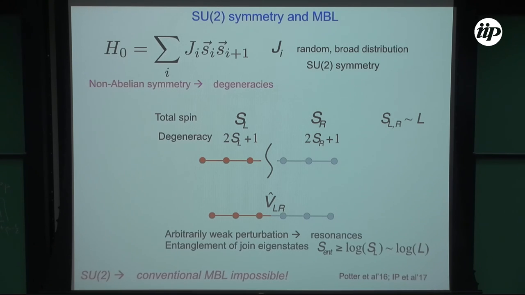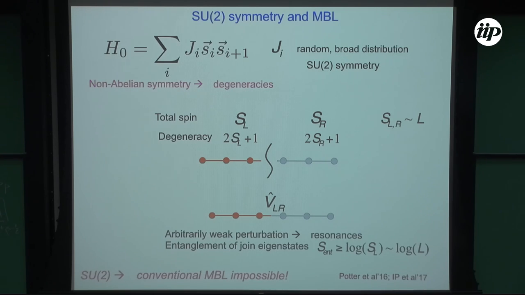In conventional MBL physics, if the coupling between two subsystems is infinitesimally small, so that it's even smaller than the many-body level spacing in the two subsystems, it's a trivial procedure. I can construct the eigenstates of the combined system just as product states of left half and right half, which means that these eigenstates will have zero entanglement. The miracle of MBL is that I'm allowed to increase my coupling beyond the many-particle level spacing and yet still have finite entanglement, so area law.